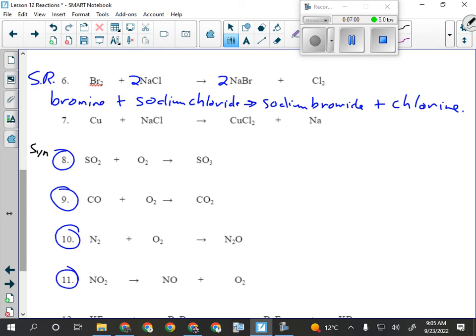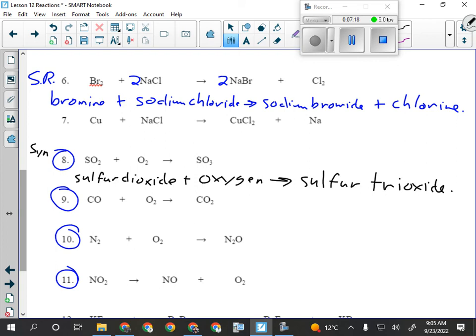Now, if I'm writing this out in words, everything in here is molecular. So I've got sulfur dioxide plus oxygen gives sulfur trioxide. Okay, everybody all right with that? Is the balancing tricky? It is a bit.